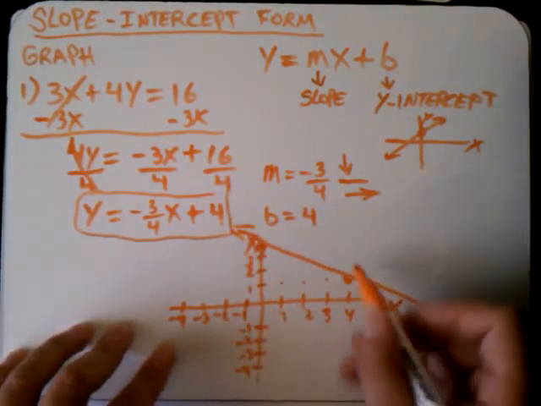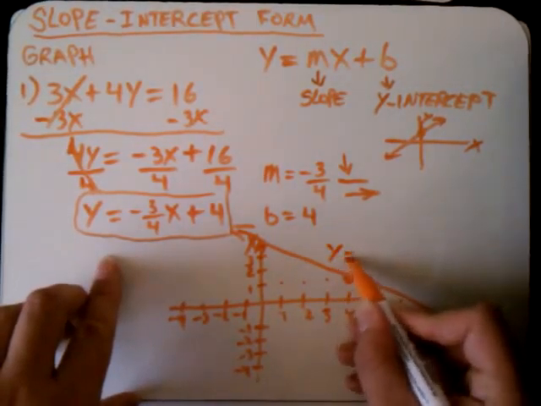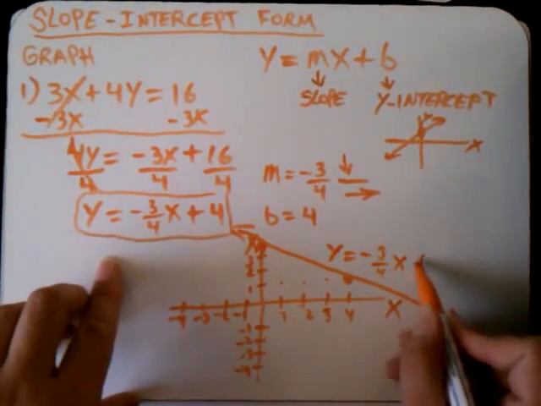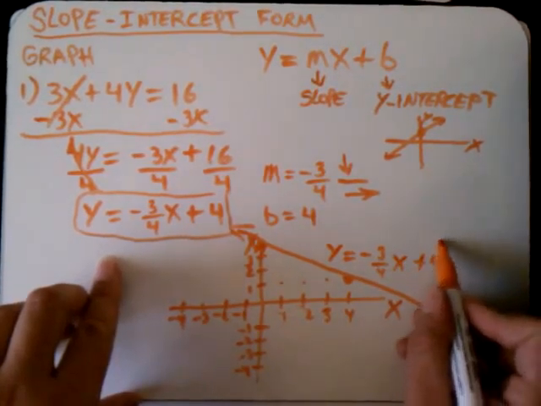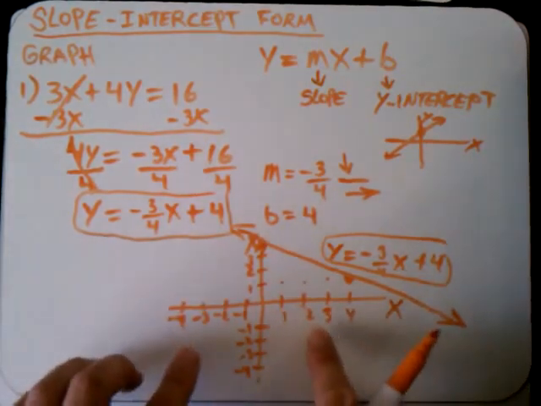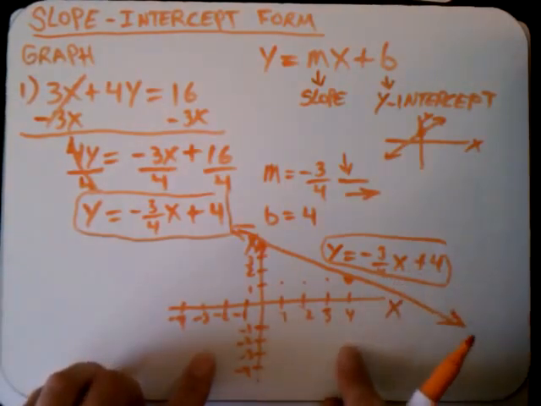And when you have your line, we always like to label it. In this case, it is y equals negative 3 over 4x plus 4. Okay? So your answer is going to be the graph and also the equation.